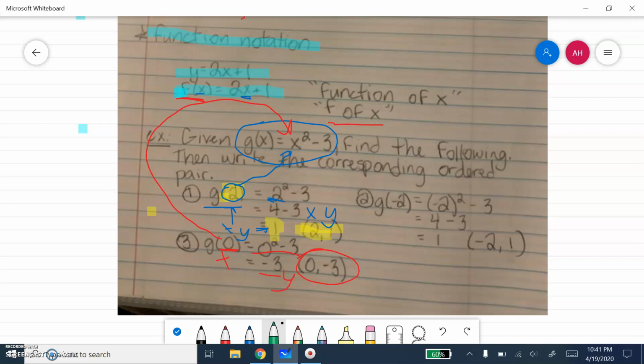For number 2, we have g of negative 2. So I'm going to take negative 2, put it in for x. Make sure you put in parentheses. So negative 2 squared is 4. And then we do 4 minus the 3 is 1. So our x is negative 2. That's what we put in. And 1 is your y, what you got out.